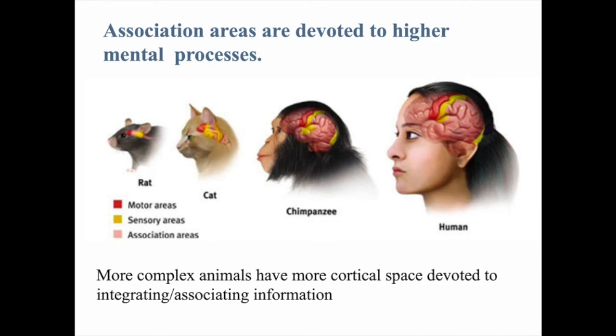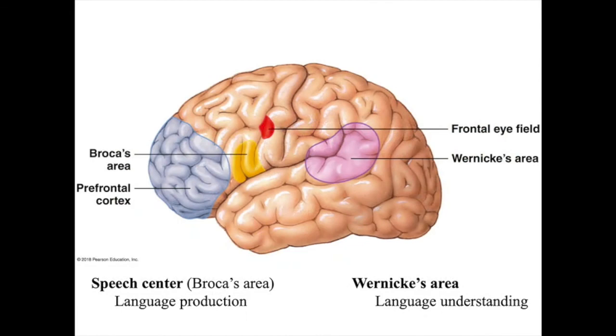A classical association area is Broca's area. Broca's area is called the speech center. It's a place that, when lesioned, patients will not be able to produce language. They may still understand the words, what they read, what they are told, but they can't produce. That's called Broca's area. Broca is a French anatomist.